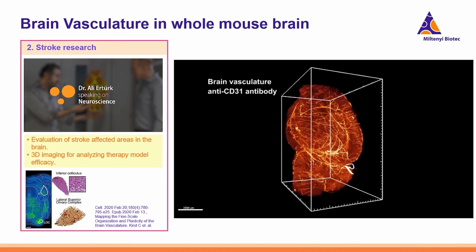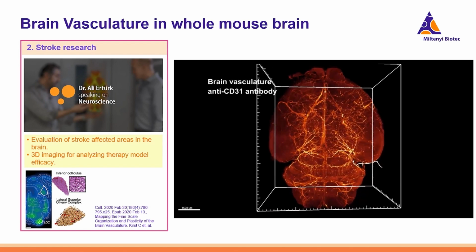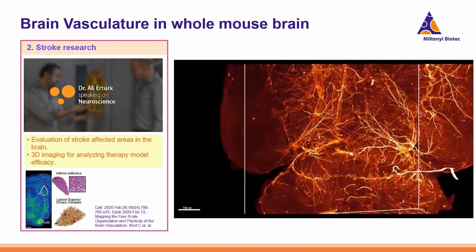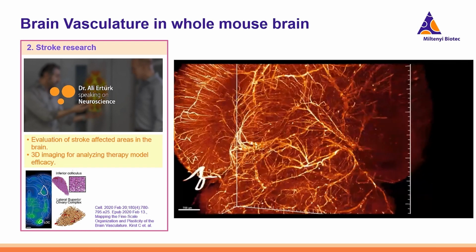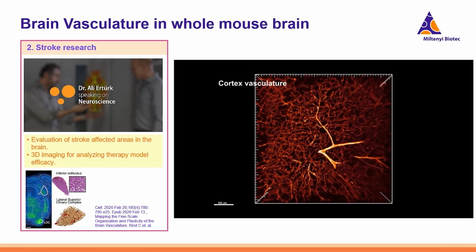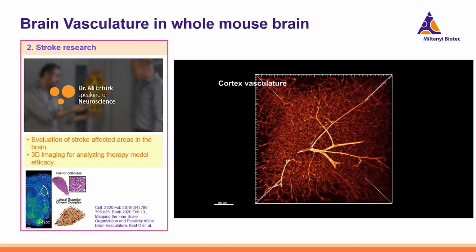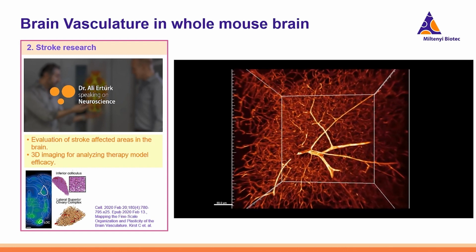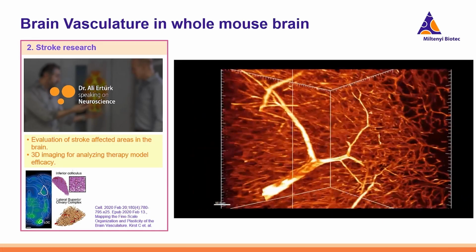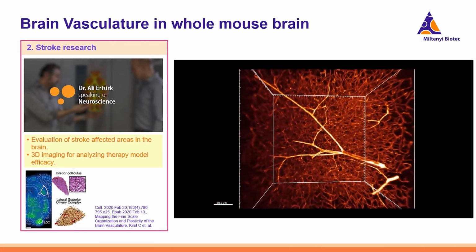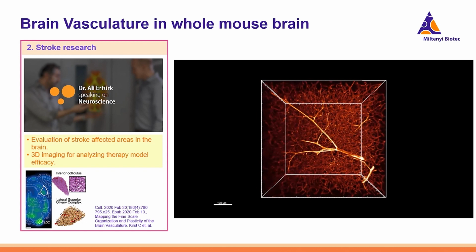So in stroke research, these 3D renderings are quite a powerful tool for evaluation of stroke affected regions in the brain and helping to assess therapy models of efficacy. The brain that you are looking at here, again, is an intact mouse brain that was stained for CD31, that endothelial marker, really nicely showing that vasculature.